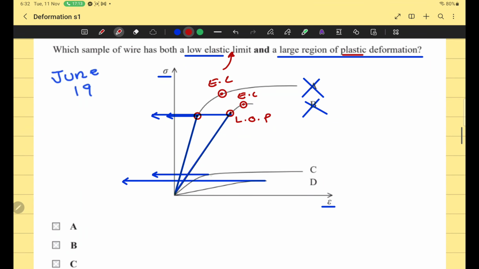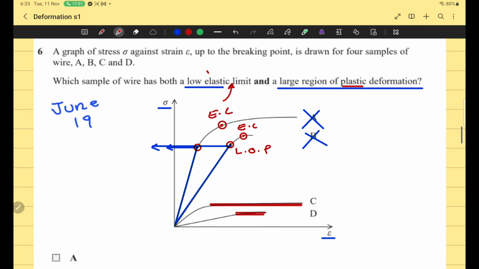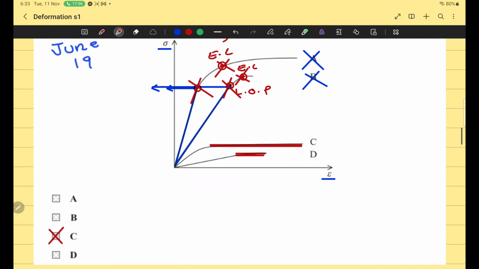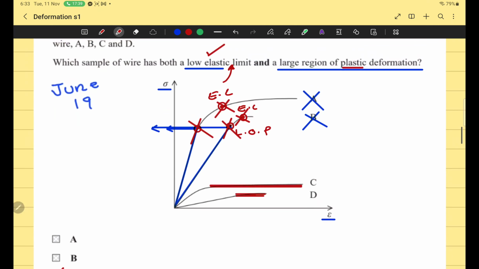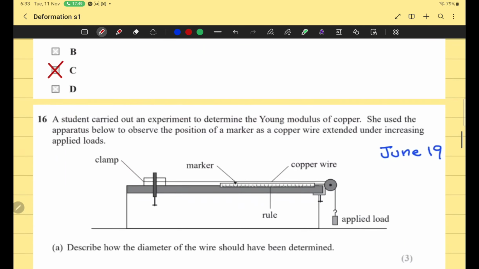So if you measure, sir, this is a very long plastic region. Whereas in option D, having low elastic limit, but its plastic region is very small. So the right answer is C. In this graph, we are searching low elastic limit. These are high elastic limits. C and D having low elastic limit, as well as large region of plastic deformation. So large region of plastic deformation in option C. So this is very simple question. We should not stay more.